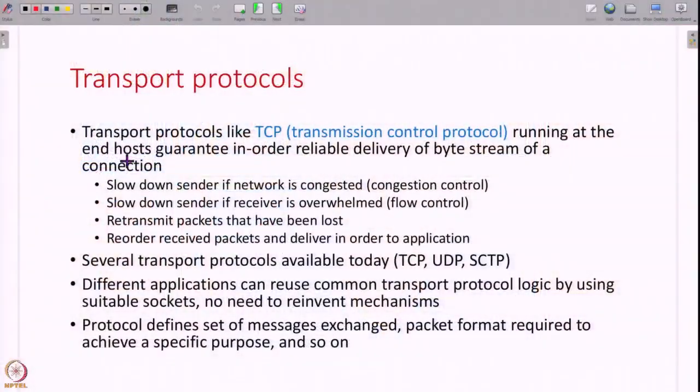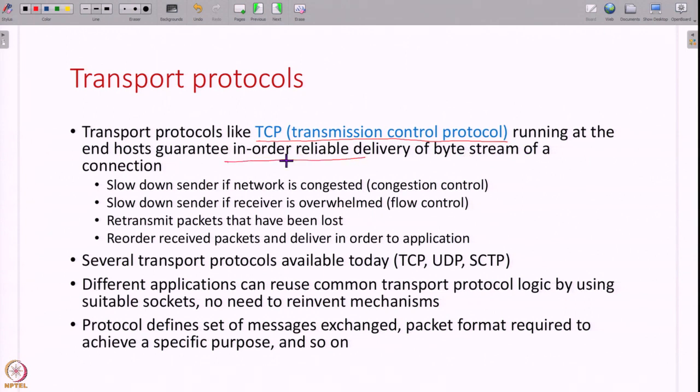And this end-to-end logic is implemented in transport protocols, which run at the end host. A popular transport protocol is TCP, or Transmission Control Protocol. It runs at the end host and has various mechanisms in order to deliver all the bytes of a connection reliably and in order.